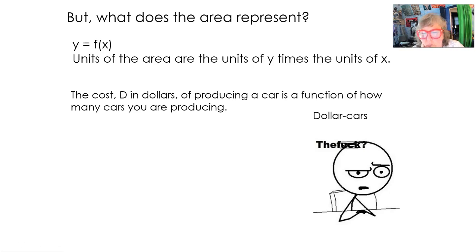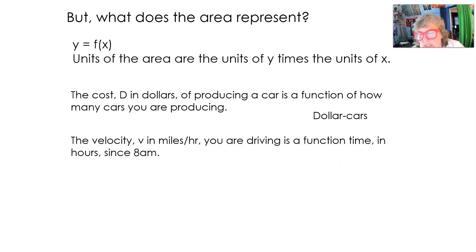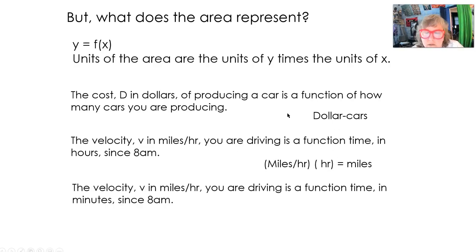Let's do one that makes more sense. If you are mapping the velocity, which is in miles per hour, as a function of time in hours since 8 a.m., well, my units are going to be miles per hour times hours. So the hours cancel and it's miles. This will give you your total distance. That's kind of cool.